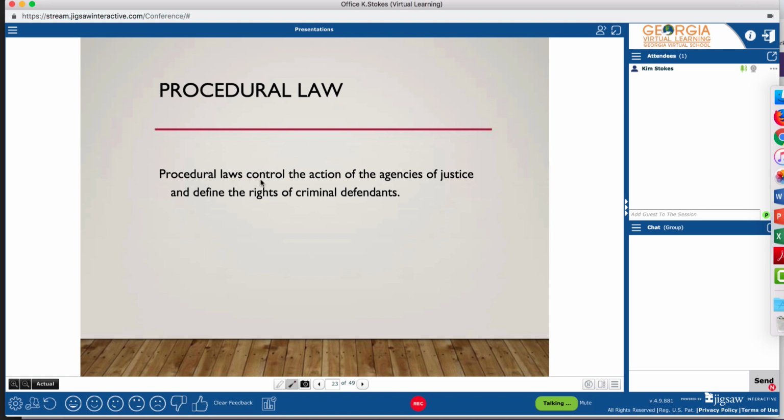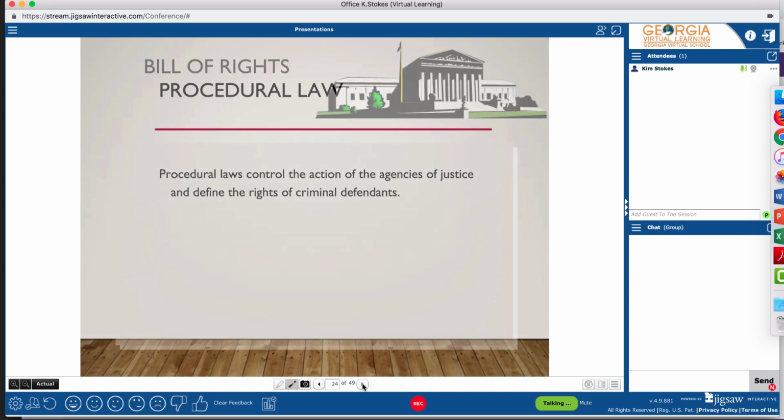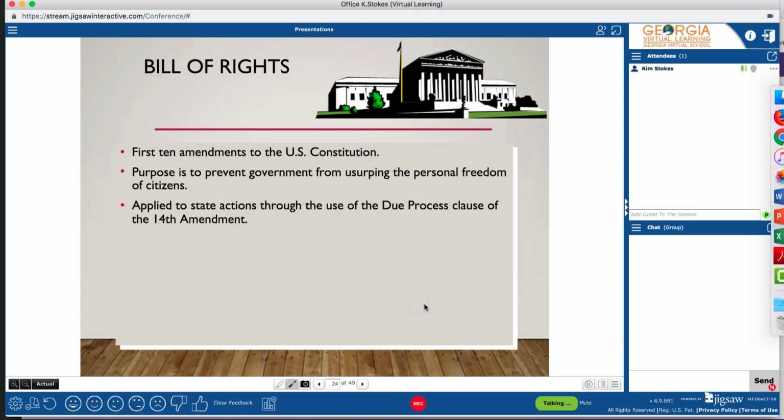Procedural laws are laws that control the action of agencies of justice and define the rights of criminal defendants. The first 10 amendments to the Constitution are known as the Bill of Rights. The purpose is to prevent government from usurping the personal freedoms of citizens. The Bill of Rights applied to state actions through the Due Process Clause in the 14th Amendment of the Constitution.